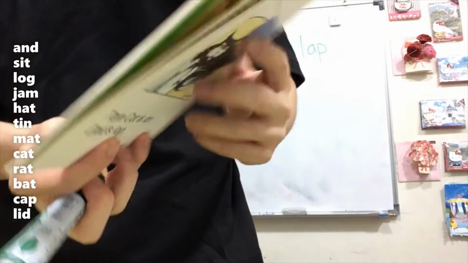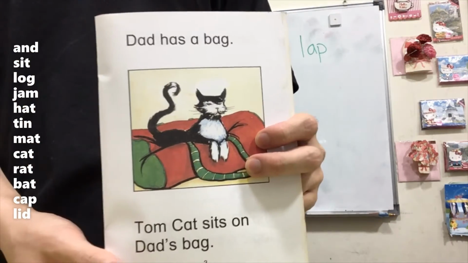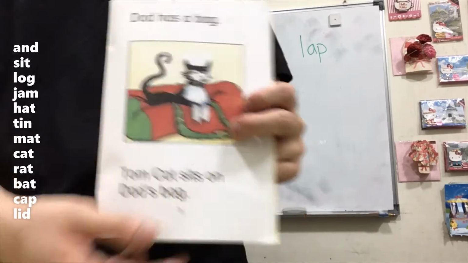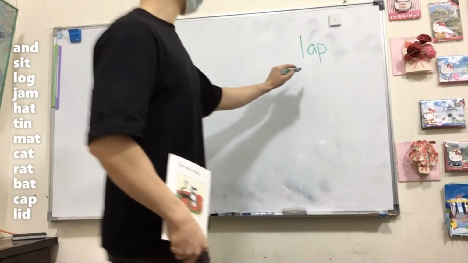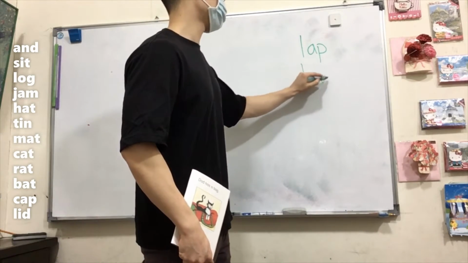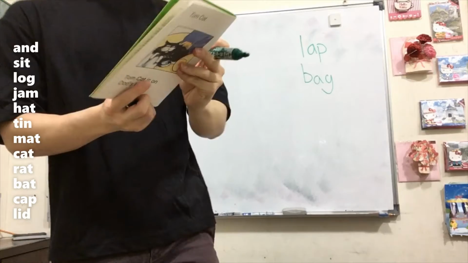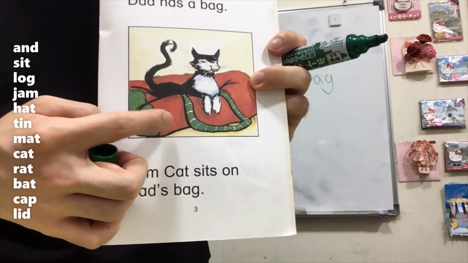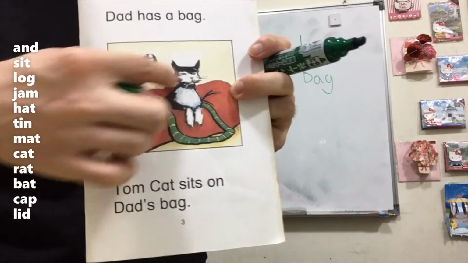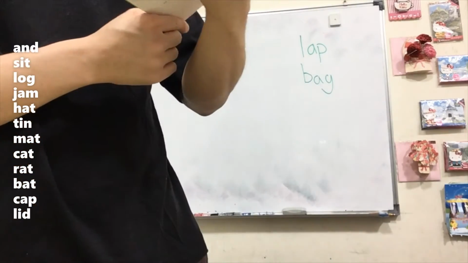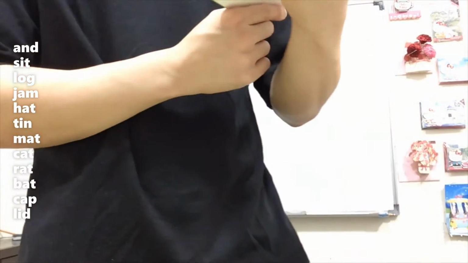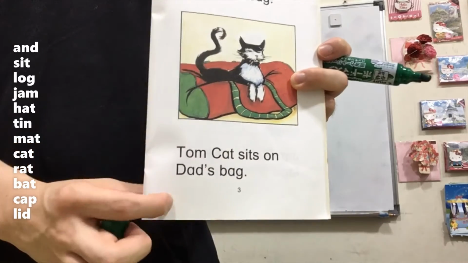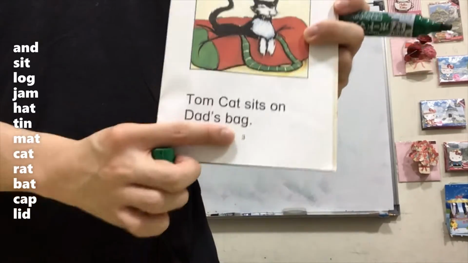So the next page, Dad has a bag. The new word is bag, B-A-G. A bag is this one, the red color thing that you can see here. Tom Cat sits on Dad's bag.